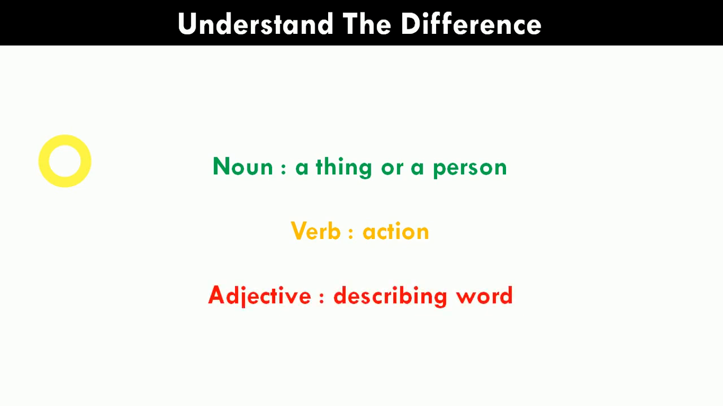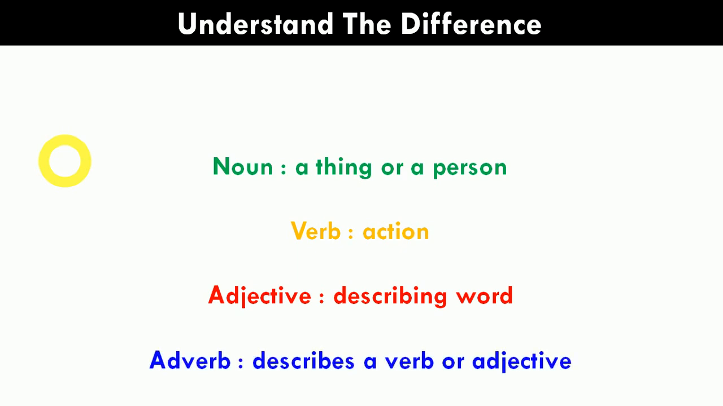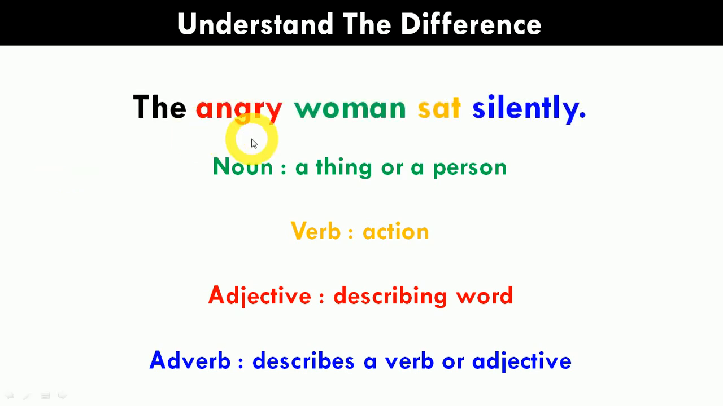An adjective is generally a describing word and it generally describes the noun. And an adverb is nothing but a word that describes a verb or adjective. For example, the angry woman sat silently. So here the woman, right? Woman is a noun because it's a person. What is the action? The action is sat, so it is a verb.